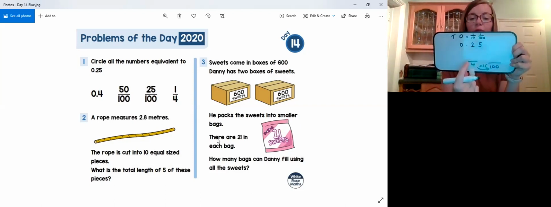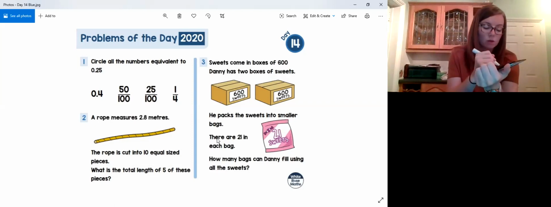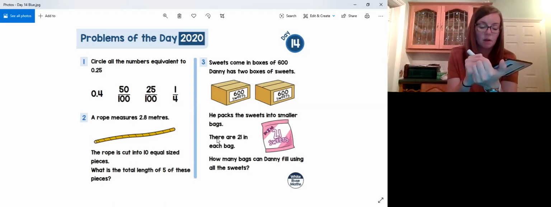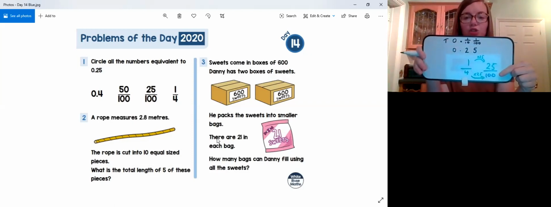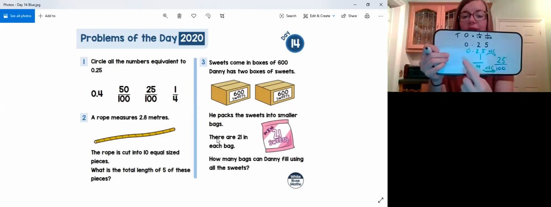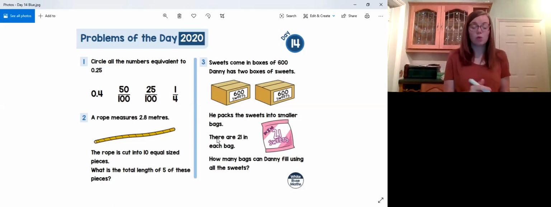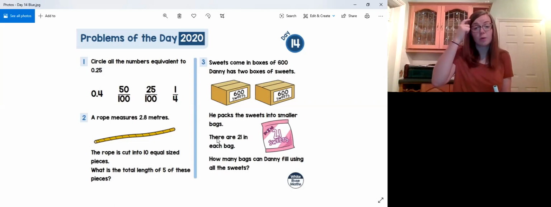Now, what's our rule? Whatever we do to the bottom of a fraction, we must do to the top. So we had 1/4. We're going to do 1 times 25, which is 25. And we end up with the equivalent fraction we just had, 25 hundredths, which we know we can write as 0.25. So 1/4 is also equivalent to 0.25. Now, this is one of those decimals and fraction conversions you will be asked to remember.